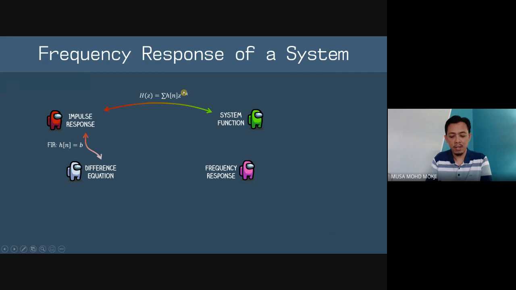And look carefully at the title here: this is the frequency response of a system. Be careful, we are referring to a system, not a signal. Because if it is a signal, we don't have a system function, we don't have an impulse response, and it doesn't have a difference equation, because the difference equation is for a system. Impulse response represents a system. System function also represents a system, but in the Z domain. So if it is a signal, can we do a Z transform on it? Yes, we can, but we don't call it a system function.